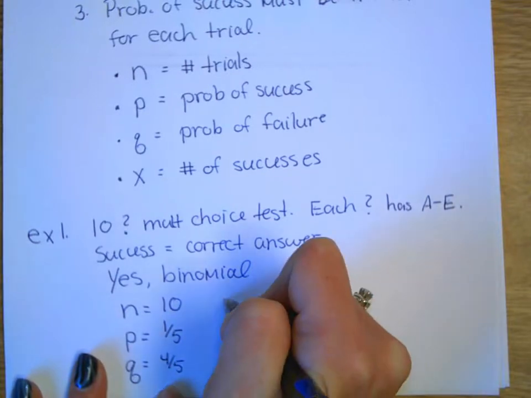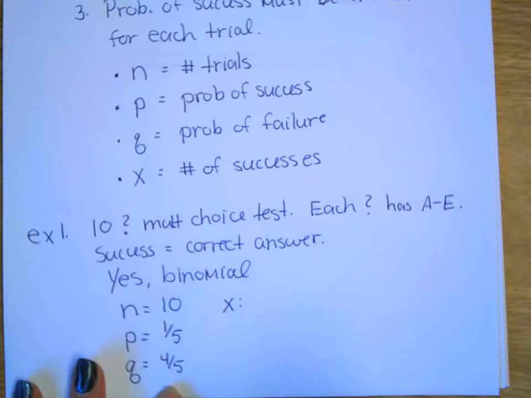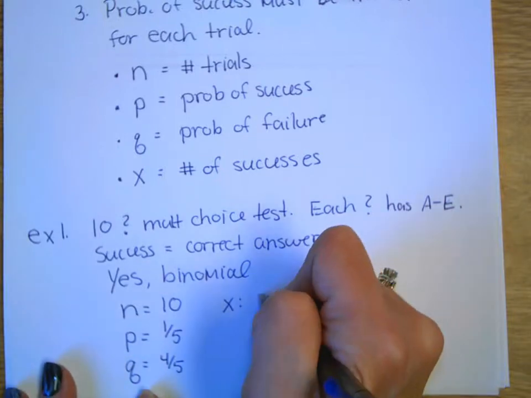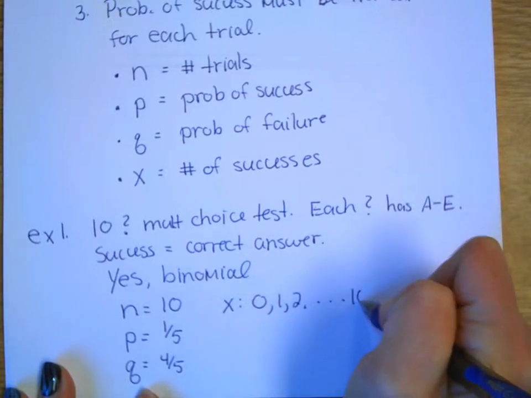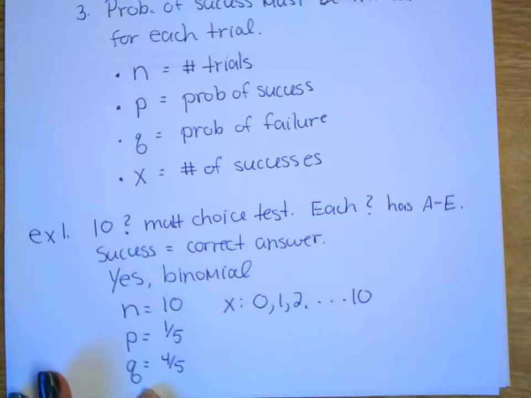And then X is the number of successes. I've got a range of values here. How many could I get right to how few could I get right? 0 through 10. I might guess all of them wrong, all the way through guessing all 10 correct. So X can take on any value 0 through 10. Would we get in trouble if we just put 0-10?